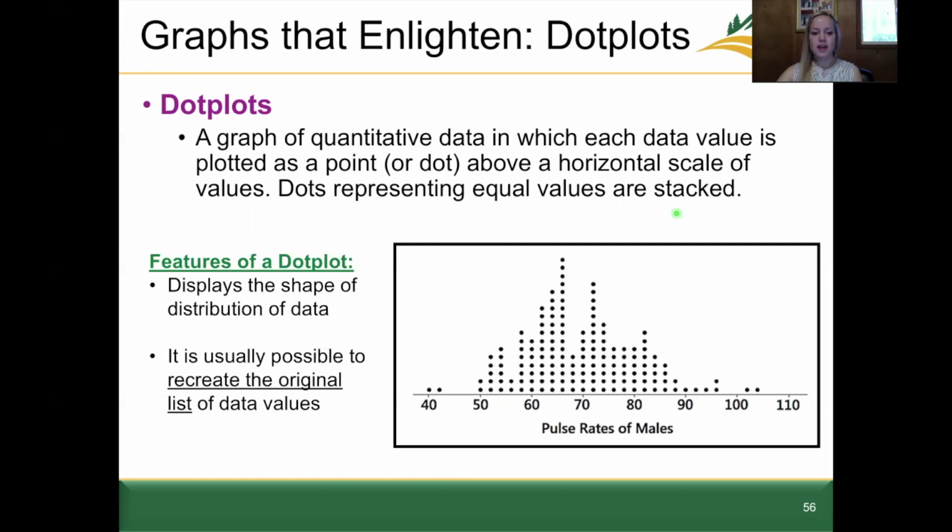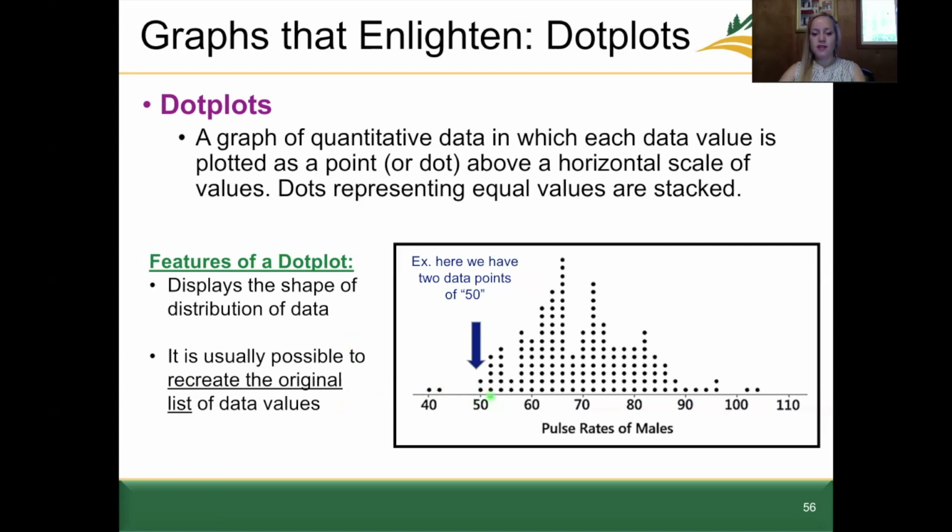Features of a dot plot: it displays the shape of distribution of data. For instance, we see this shape here where there appears to be a lot of data at about 65. And here the data we're looking at is pulse rates of males. Another important feature of dot plots, it's usually possible to recreate the original list of data values. So one example here, if we see two dots stacked over 50, it means that we have two data points of the value 50.